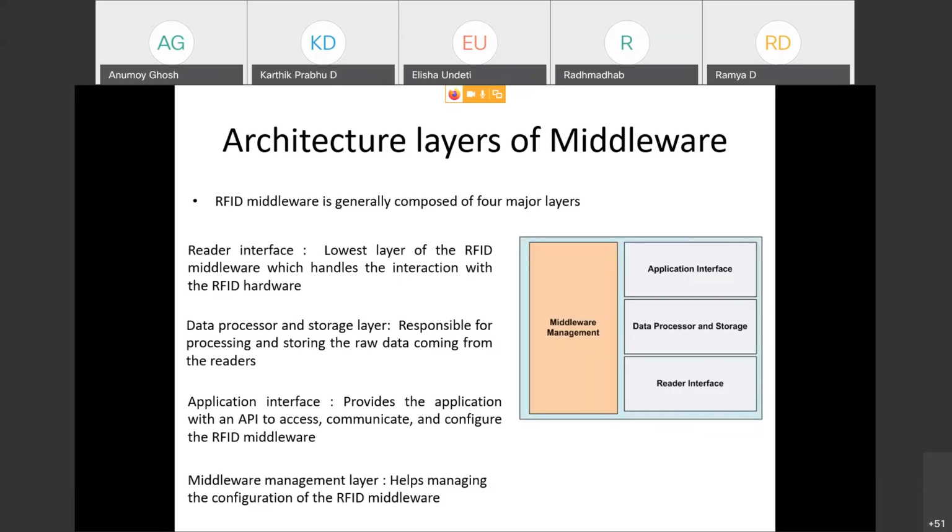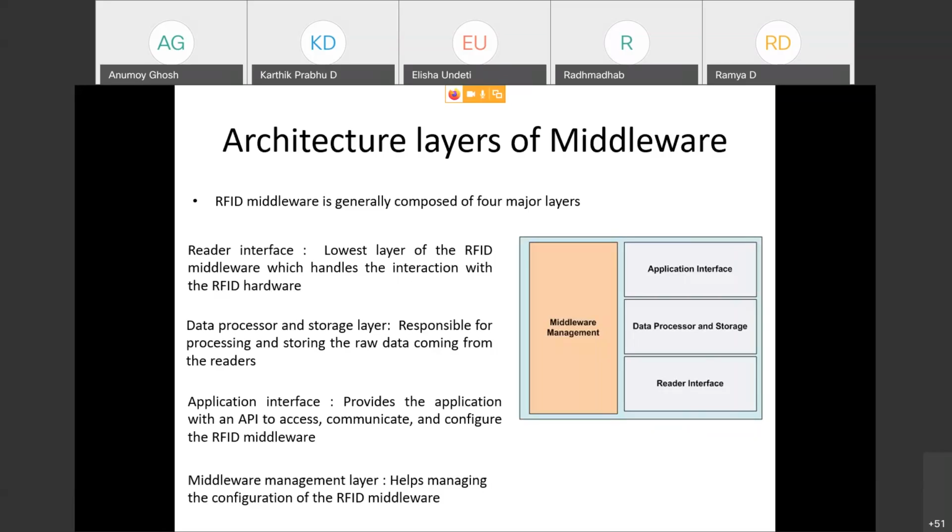Interface means the interface between the middleware and the controller. So it will communicate this data to the application interface, and it will give the application interface access to further process the data, either to store it in its inventory or to give some suitable command to the reader via the middleware.